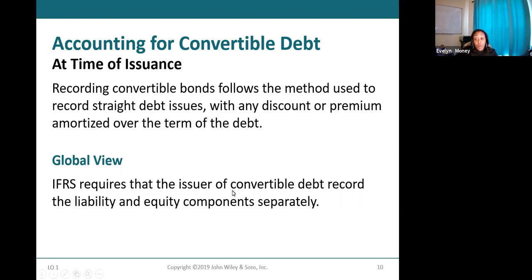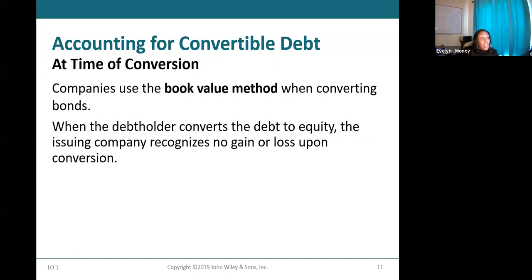The international standards actually require that you record the debt and the equity components separately. But for convertible debt under GAAP, just record it as debt. So that entry doesn't change. You're familiar with that entry. Now, when the bonds get converted into stock, we have to use what's known as the book value method. With the book value method, all that means is that we don't record any gain or loss upon conversion. We take the old debt off the books and we put the new equity on.